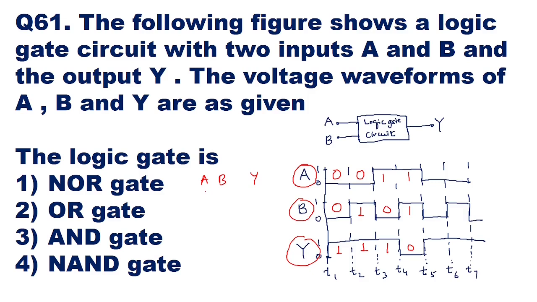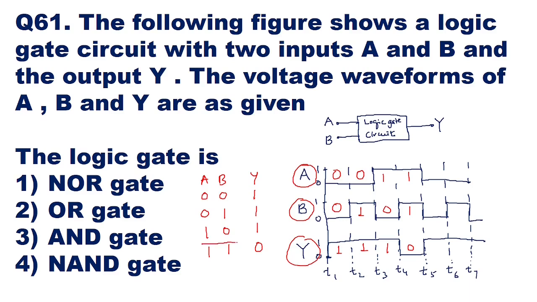So if input A is 0 in the first time interval, and input B is 0, the output is high. Similarly, in the second time interval, when input A is 0, input B is 1, the output is high. In the third time interval, if A is 1, B is 0, then the output is high. In the fourth time interval, input A is 1, input B is 1, and the output is 0.